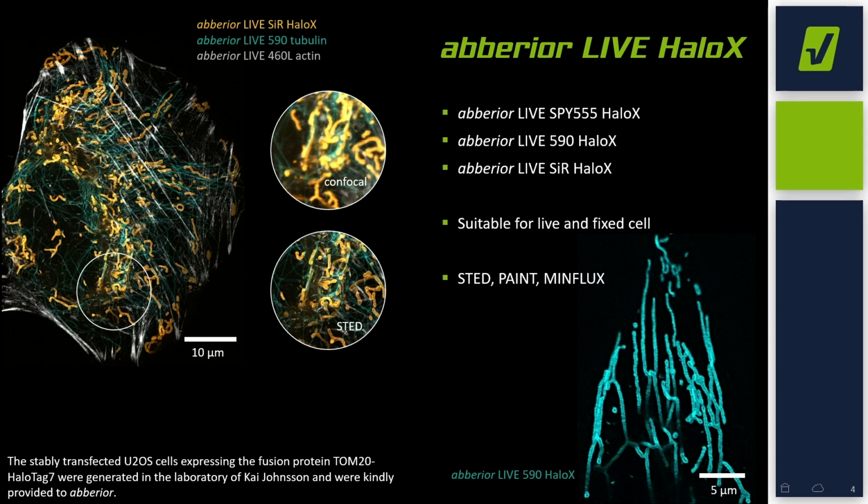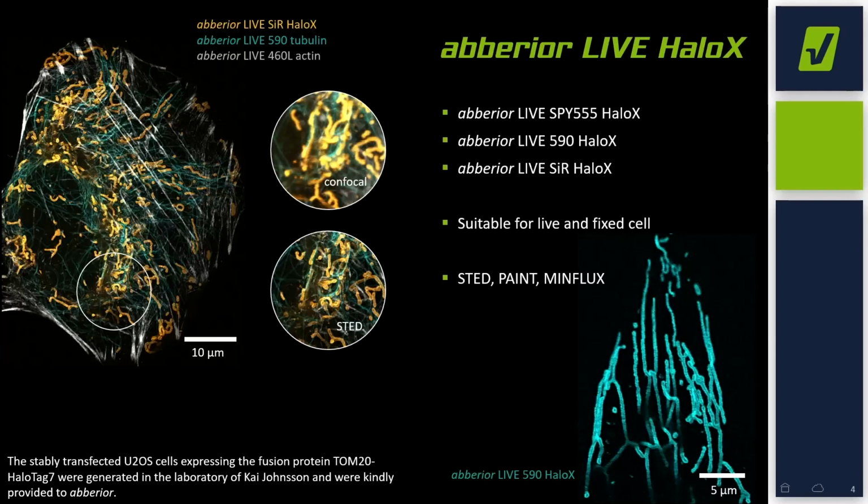Okay, so we tested these new probes also here at abberior and came up with these 3 new products, which we call abberior live SPY 555, abberior live 590, and abberior live SiR HaloX. And we also tested these probes on mammalian cells. So we received cells from Kai and his group expressing a TOM20 fusion protein with a normal HaloTag 7 protein, and tested these probes on the cells together with our direct labels. On the upper left corner, you see a 3-color STED image, for example.